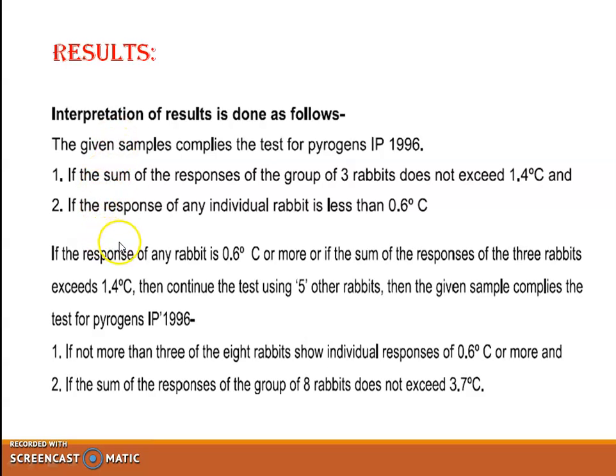But if the response of any rabbit is 0.6 degrees Celsius or more, and if the sum of responses of 3 rabbits exceeds 1.4 degrees Celsius, then you have to continue the test using 5 other rabbits. Then the given sample will comply with the test for pyrogen IP 1996 if not more than 3 of the 8 rabbits show an individual response of 0.6 degrees Celsius or more, and if the sum of the responses of the group of 8 rabbits does not exceed 3.7. At that time you can say again that water for injection passes the test of pyrogen.